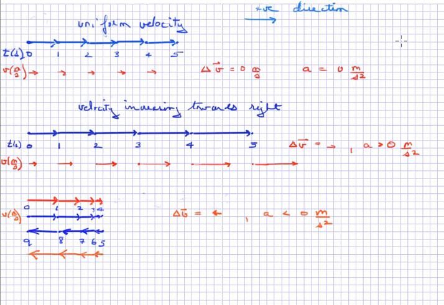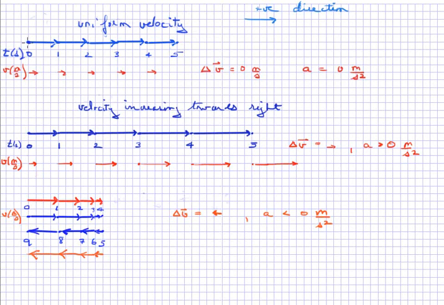This video is about delta V. So I have three motion diagrams here. The top one is a motion diagram for uniform velocity. The middle one is for velocity increasing towards the right. And the bottom one is for velocity increasing towards the left. So taking them in order, uniform velocity, the motion diagram would look like this.